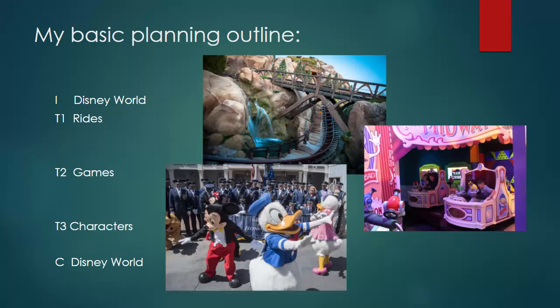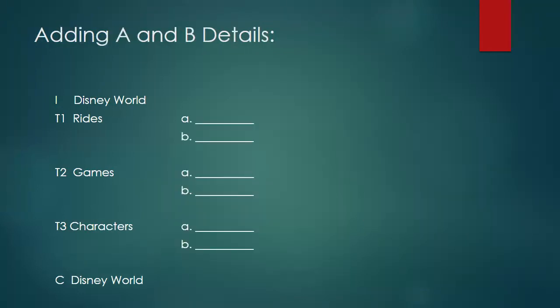So now that I have my basic plan, now it's time to fill in my A and B details. Here's how A and B details work. We have rides as our first topic. Let's think. I need to come up with either two rides to tell my reader about or two types of rides that I like at Disney World. We will fill this in as our A's and B's next to rides. We want to explain the rides to our readers and make our essay interesting.